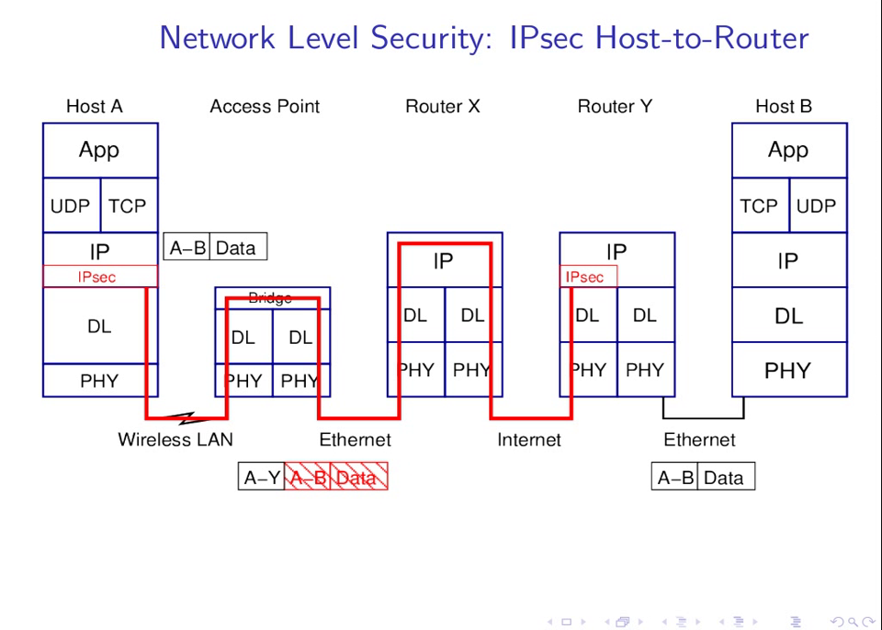Can the malicious user outsmart the security? The reality is that host A and host B are communicating, and the security is just A to router Y.